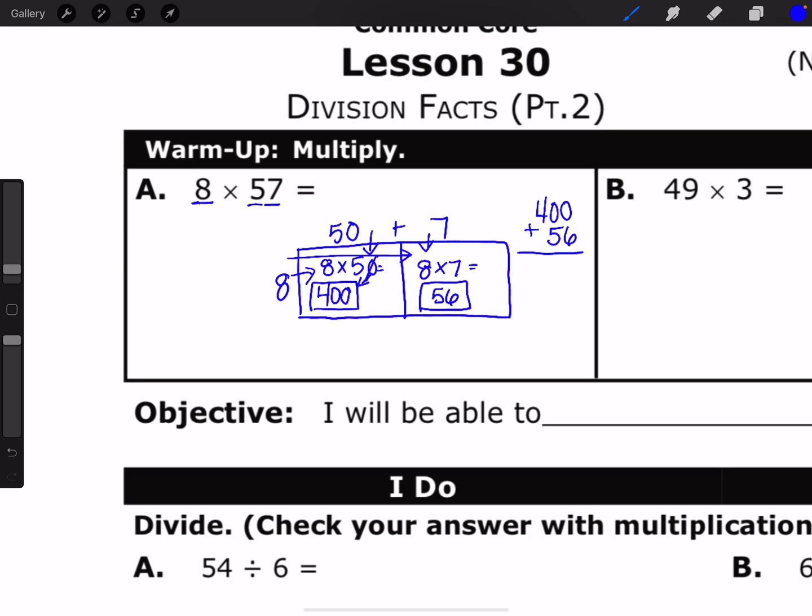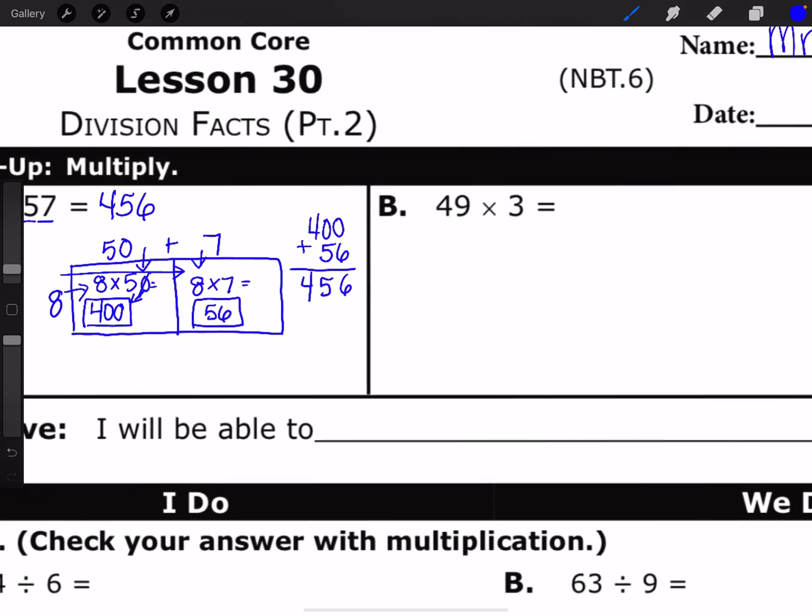So 0 plus 6 is 6. 0 plus 5 is 5. 4 plus 0 is 4. So 8 times 57 is 456. That is its product. Okay, we're moving to B.